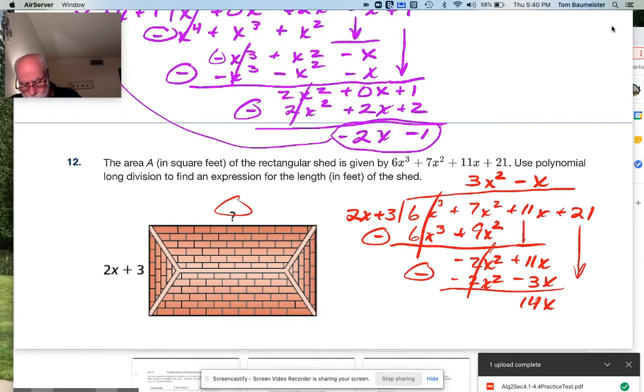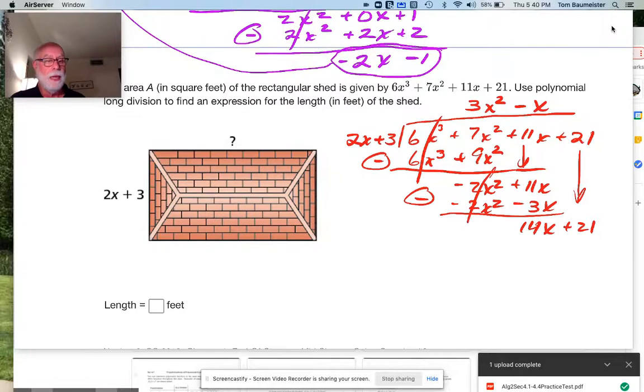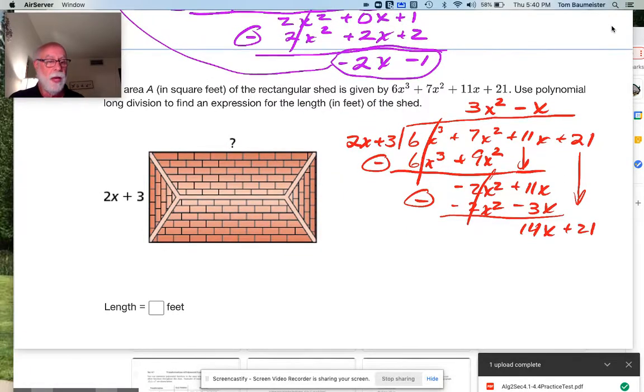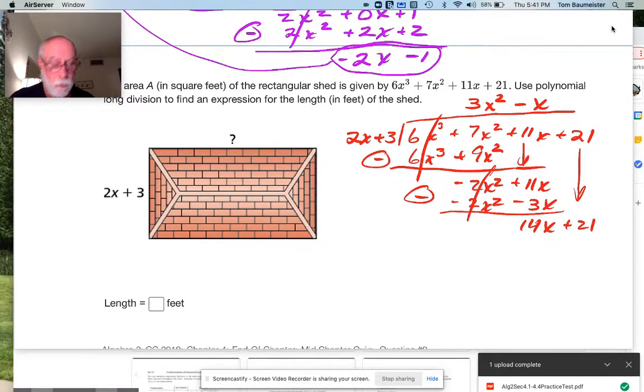So plus 21. And since they're telling us on this one here, it should make sense that I should not have a remainder, because it just wouldn't make sense on this kind of problem when I'm trying to make a rectangular shed to have a remainder. So again, if I do that there, did I write that down right? Is it plus 21? Yep.